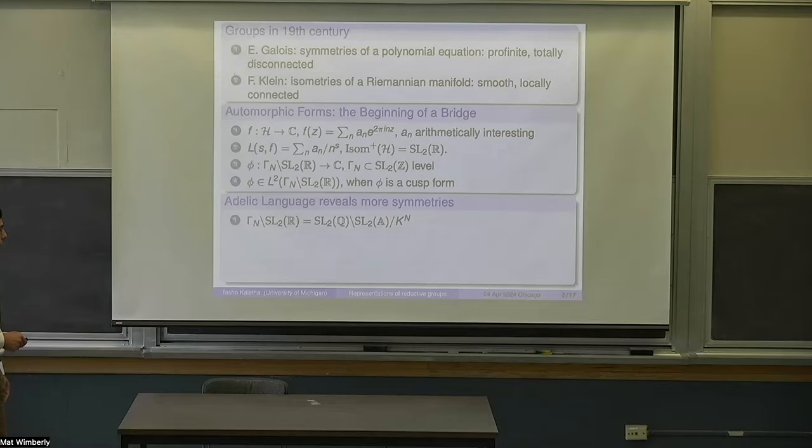And what is this larger group? This group is the 2x2 matrices with determinant 1, but now with coefficients in the ring of adeles. The ring of adeles being the product of the real numbers, but also all the p-adic numbers for each prime p. So it's a much, much larger ring, which makes this into a much, much larger group.